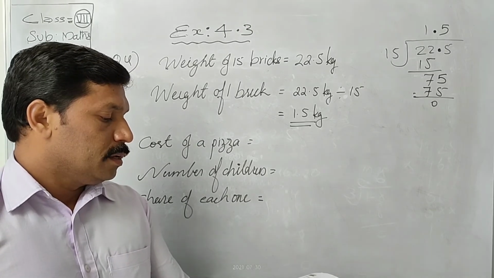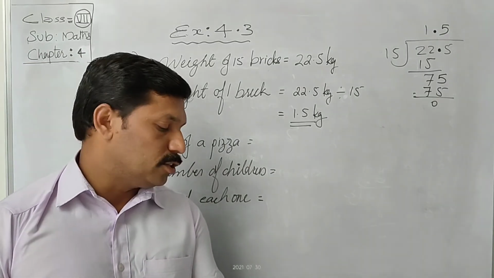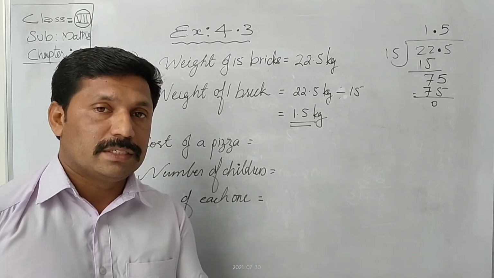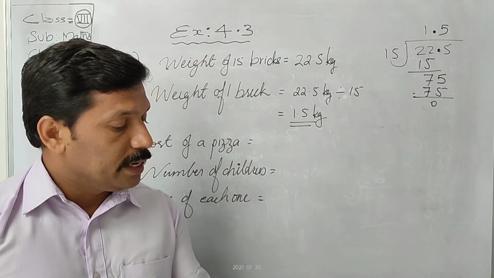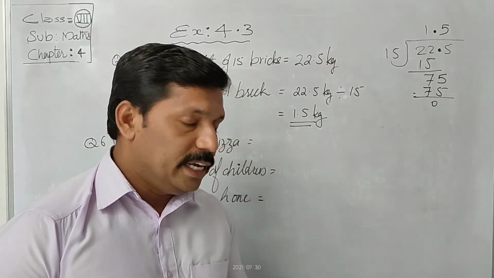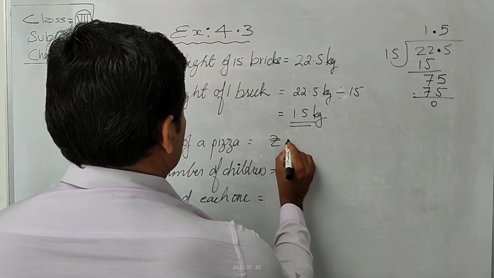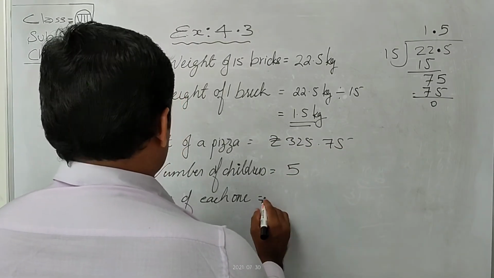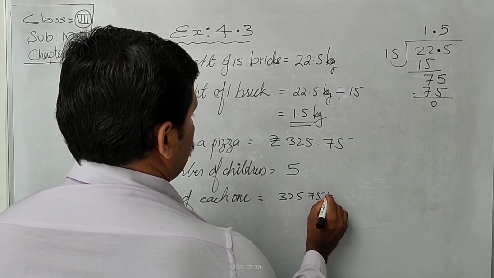Sixth question. A pizza costs 325.75 rupees. 5 children share the cost equally. 5 children were there, they are friends, they went to eat pizza. So the cost of the pizza was 325.75 rupees. They shared that money equally, and how much will each child have to pay for her or his share? For finding that out, we have to divide. The cost of one pizza is 325.75 rupees and the number of children is 5. So the share of each one, how to get it: 325.75 divided by 5.